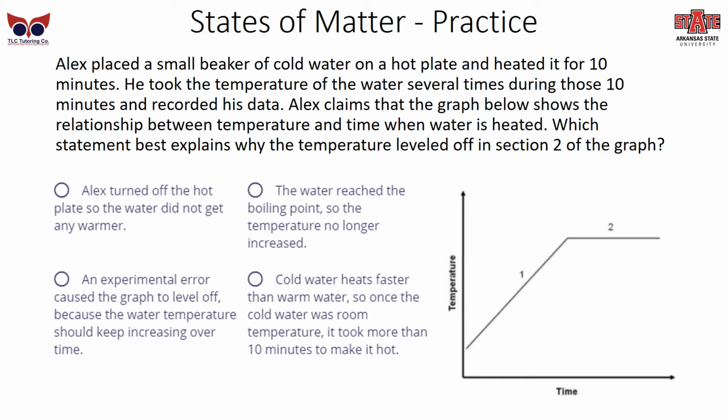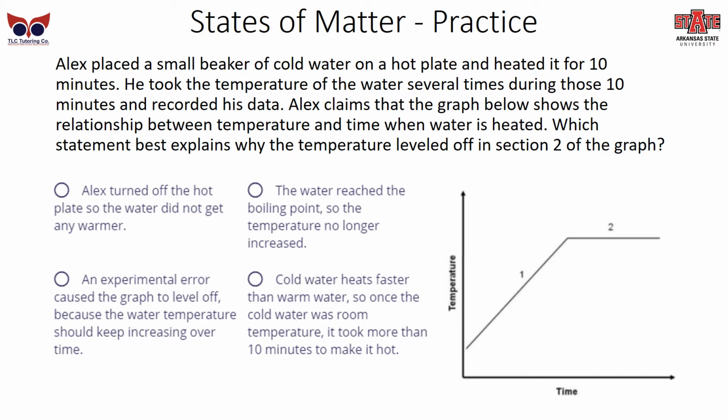So let's take a look at a graph here. So here's the situation. Alex places a small beaker of cold water on a hot plate and he heats it for 10 minutes. He took the temperature of the water several times during those 10 minutes and recorded his data. Alex claims that the graph below shows the relationship between the temperature and the time when the water is heated. Which of these statements best explains why the temperature leveled off in section 2 of the graph?